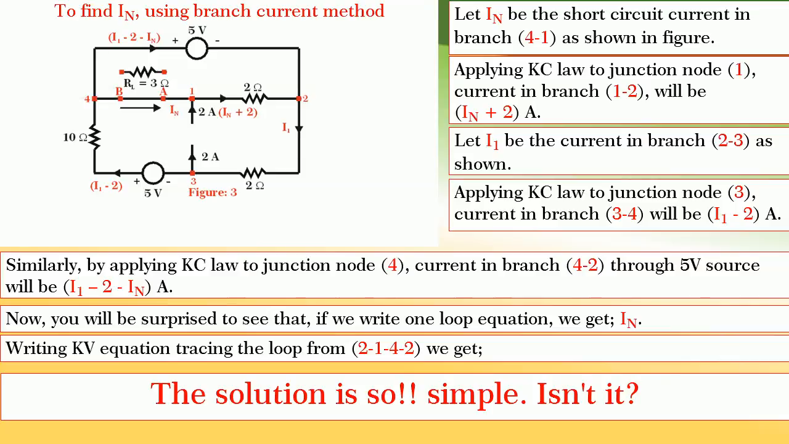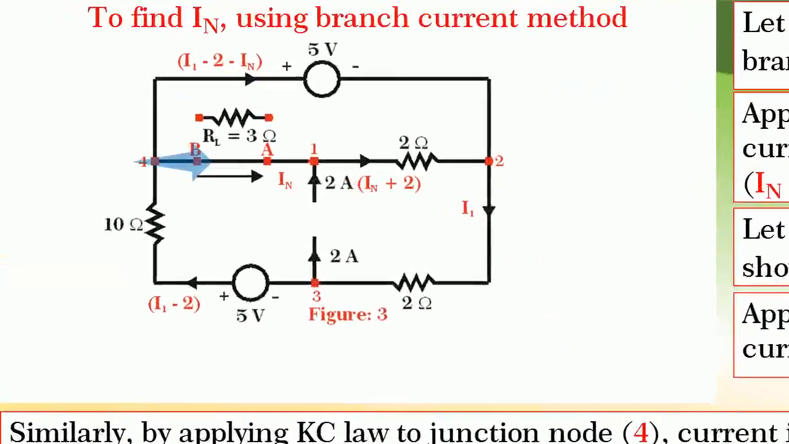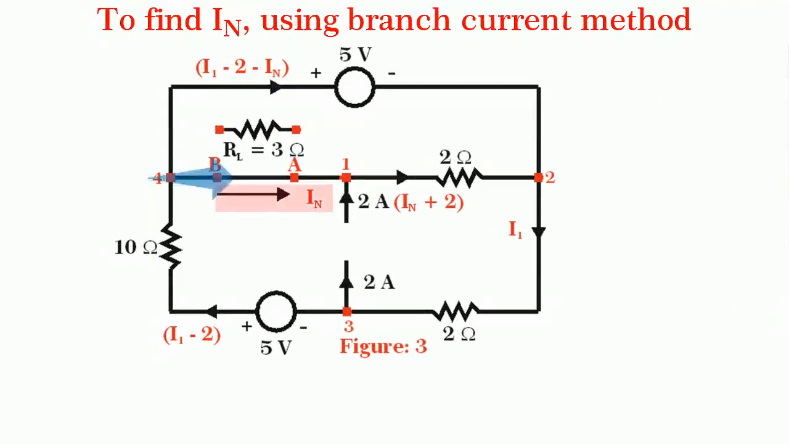Friends, to find IN using branch current method, the circuit is redrawn as shown in figure 3. Let IN be the short circuit current in the branch flowing from 4 to 1 as shown in figure. Using Kirchhoff's current law, we have to find all the branch current equations. Hence, applying Kirchhoff's current law to junction node 1, current in the branch 1 to 2 will be IN plus 2 amperes. Let I1 be the current in branch 2 to 3 as shown in figure.